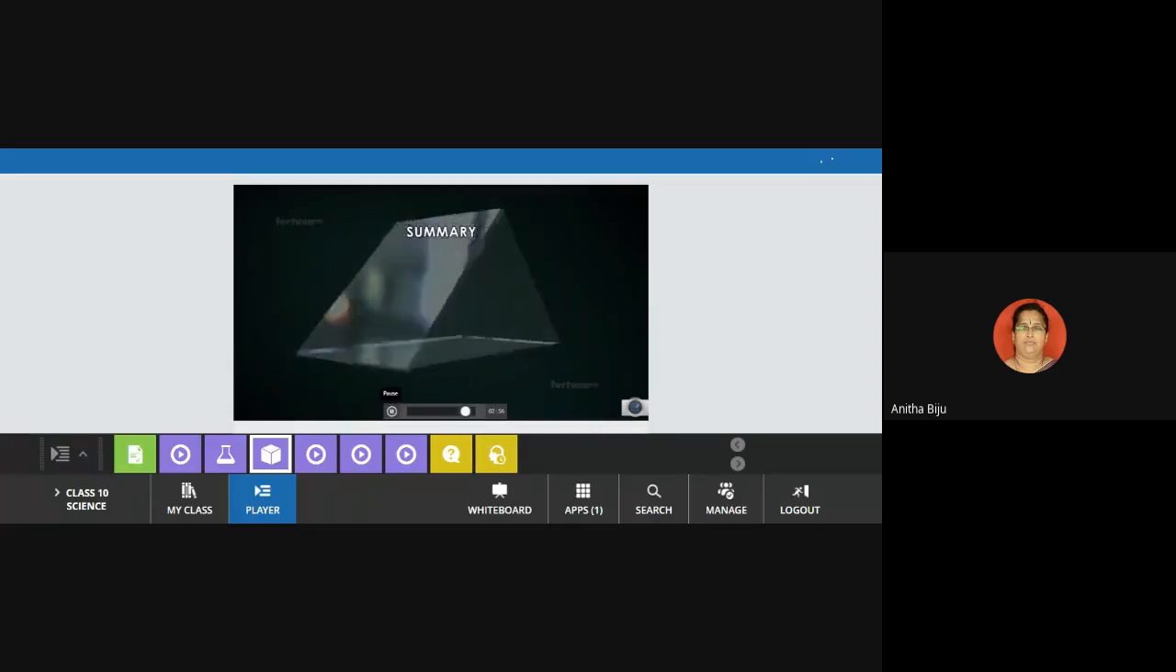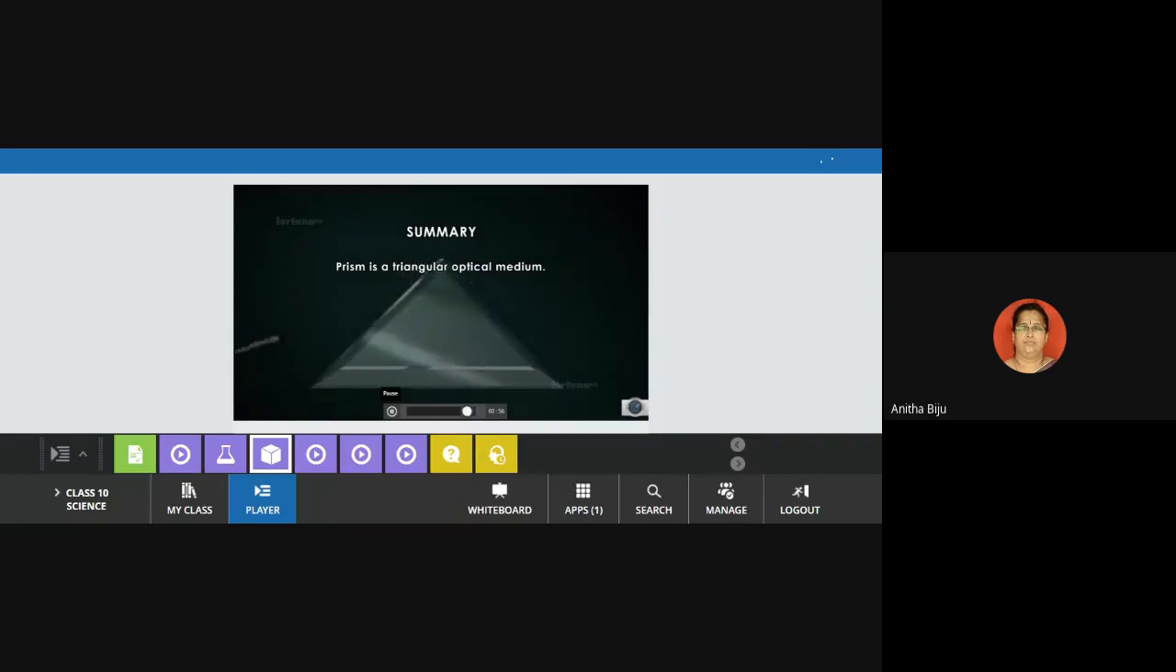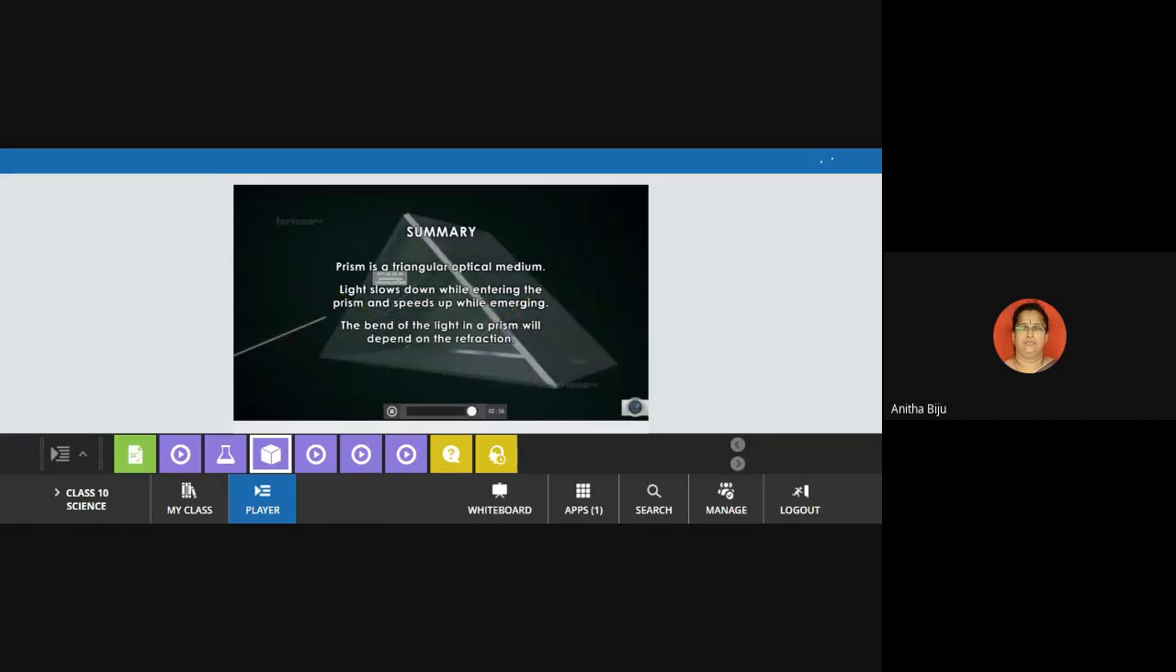Summary. Prism is a triangular optical medium. Light slows down while entering the prism and speeds up while emerging. The bend of the light in a prism will depend on the refraction. White light will disperse into its constituent colors when passed through a prism.